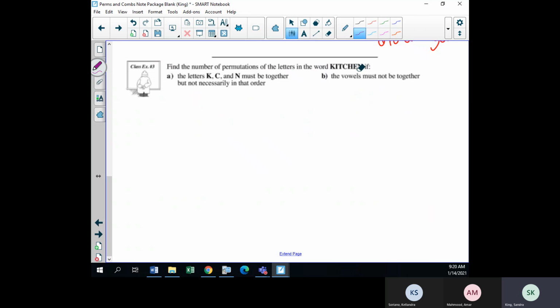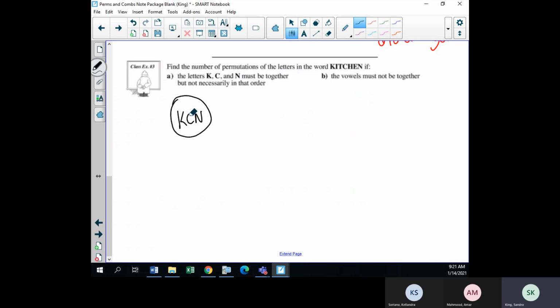Again, this would go on a study sheet, because these are all the different scenarios that you would see. For number 3, it says, find the number of permutations of the letters in the word kitchen if K, C, and N must be together, so they go on a disc. K, C, and N. But it says not necessarily in that order. So that means it could be K, C, N, it could be K, N, C, it could be C and K. There are going to be 6 different permutations of K, C, N, because there are 3 letters, that's 3 factorial.